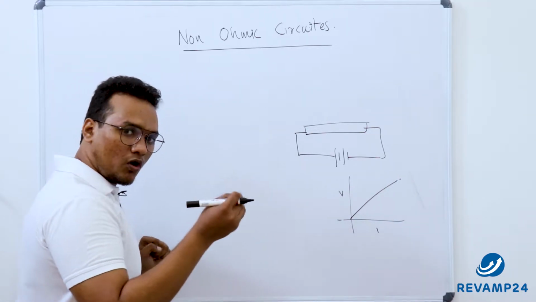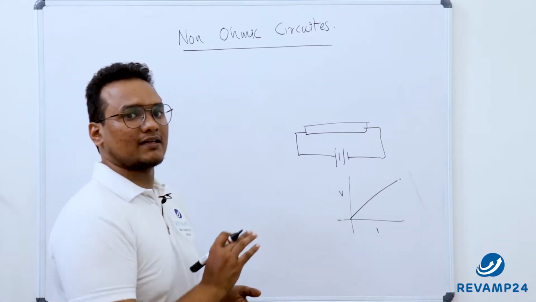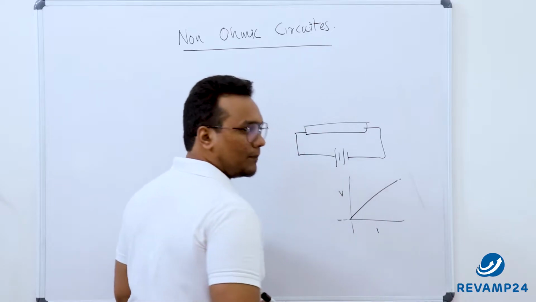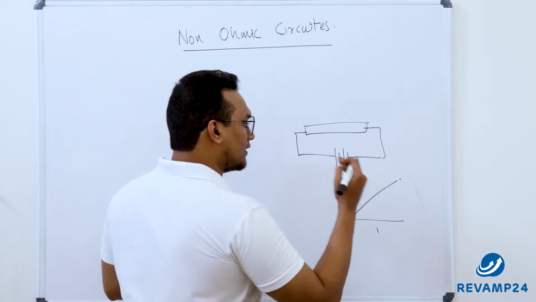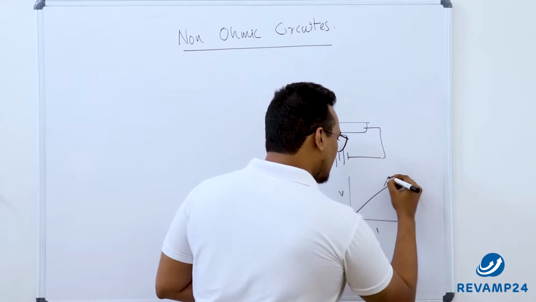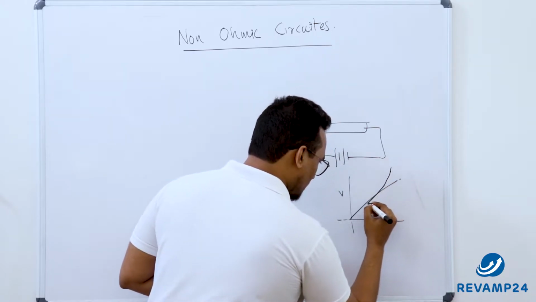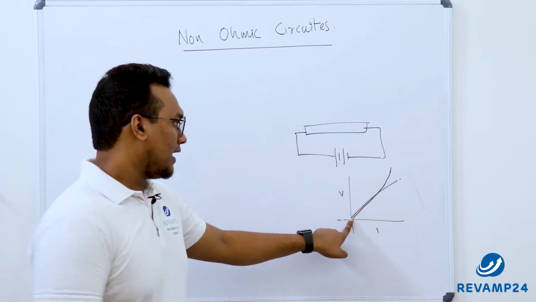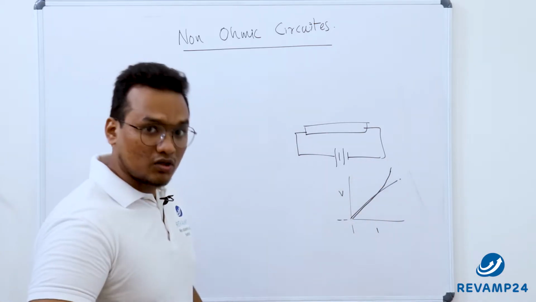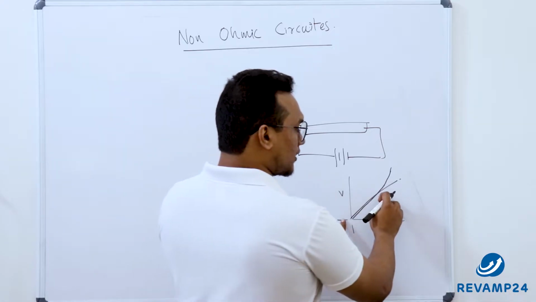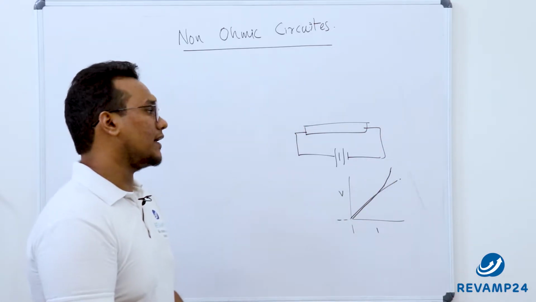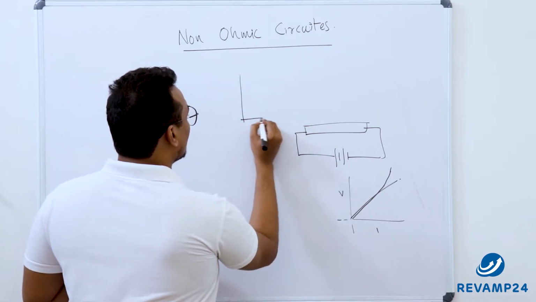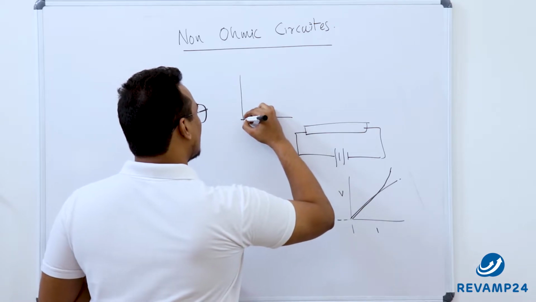But in the case of non-ohmic resistance or non-ohmic conductors, what will happen? It will obey Ohm's law till a particular point, and after that when we increase the voltage, there will be a non-linear variation. So this one will be the graph. The previous one was ohmic conductors and this one is non-ohmic conductors. So they will also obey Ohm's law but only till a particular point. After that they will deviate. So this is one limitation of Ohm's law. It cannot be applied to all conductors. Certain conductors will behave in this way.